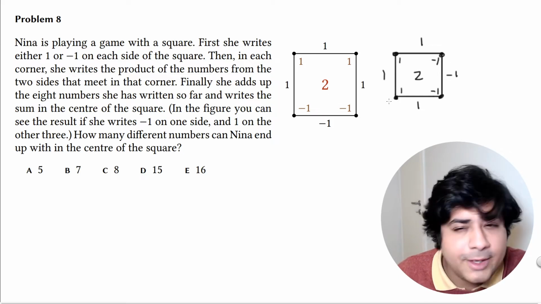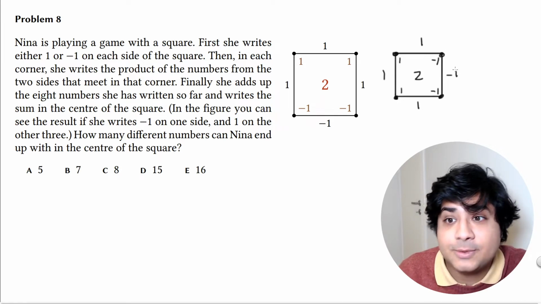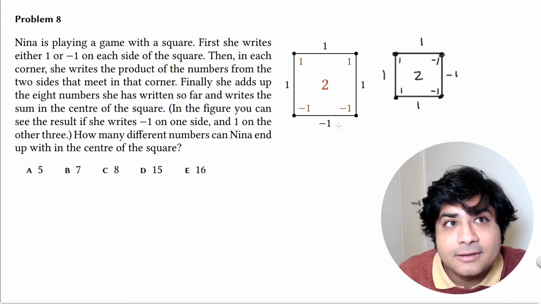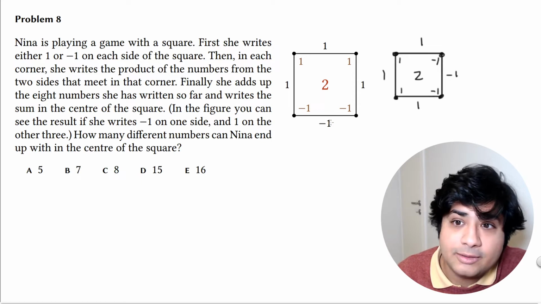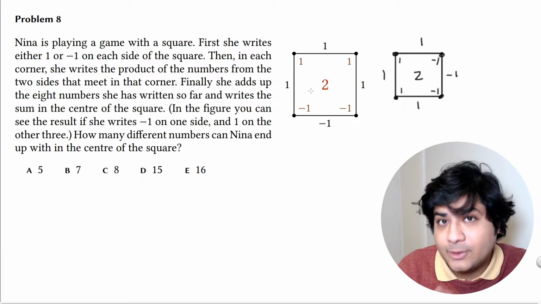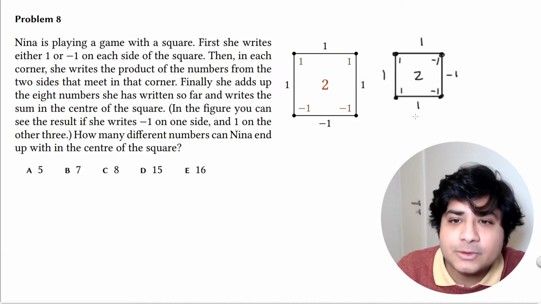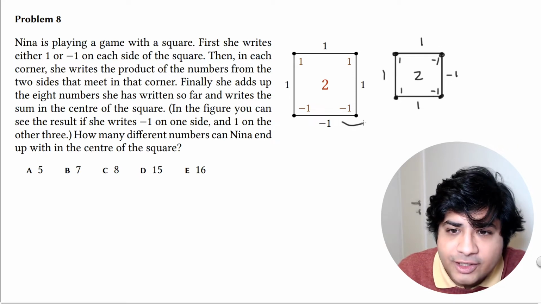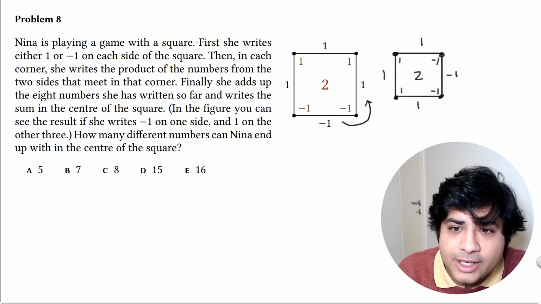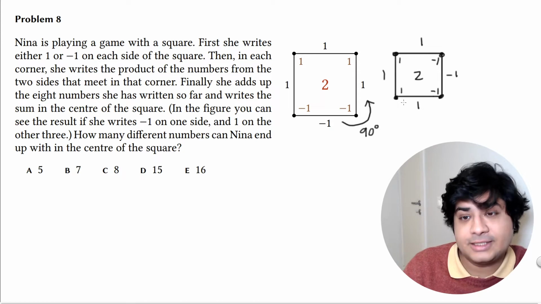Why is that? Well, the only difference between these two is that the -1 in this case is on the bottom side, and this one is on the right side. Okay, what does that mean? Well, what that means is that these two figures are exactly the same. The only difference is that this one is rotated. So if we were to rotate this figure this way, 90 degrees, then it would get us this one.